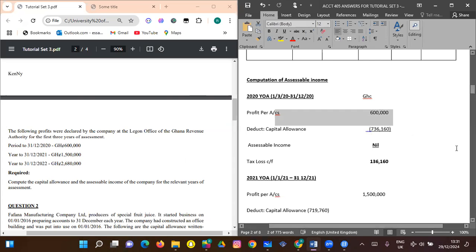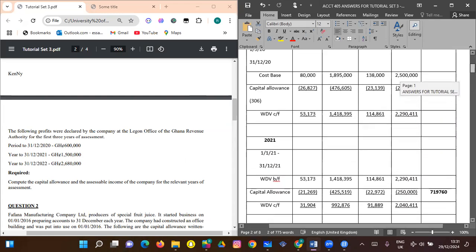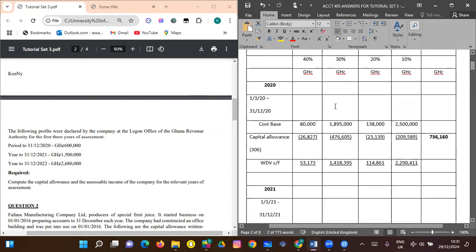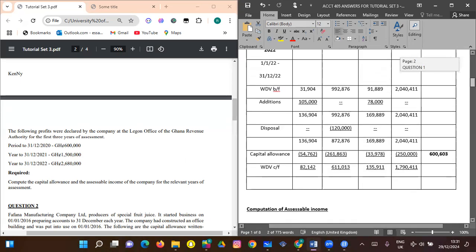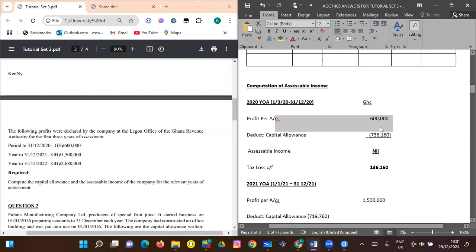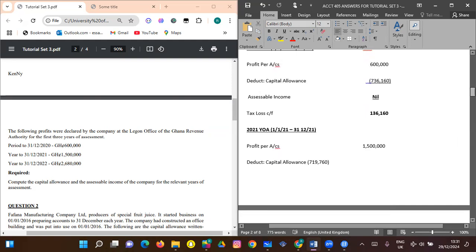Then we deduct our capital allowance. Remember, the capital allowance is what we computed here. We add all of them, and this is it. So we deduct it, and then you get a loss because the capital allowance is more than the profit. Remember the losses can be carried forward for the next 5 years, right? So we carry the loss to the next year.